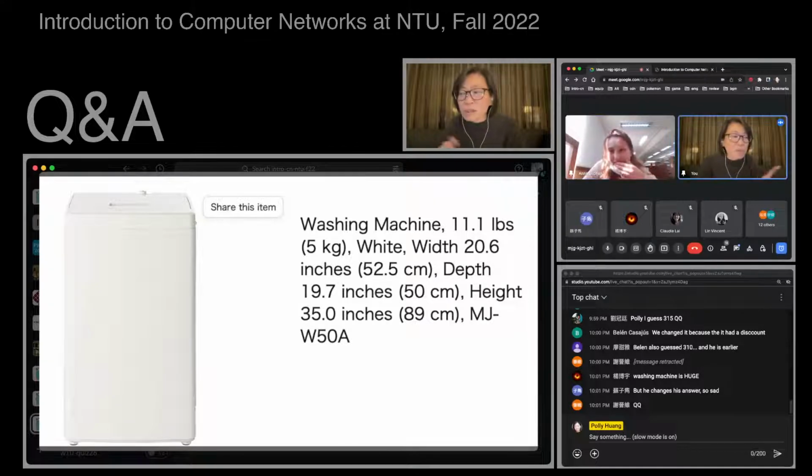25,000, too high. 20,000, too high. 15, too high. 10, too high. 8, a little too high. 7,900, too high. 7,800, too high. 7,700, too high. Last guess. 7,550. Too low, but really, really close.